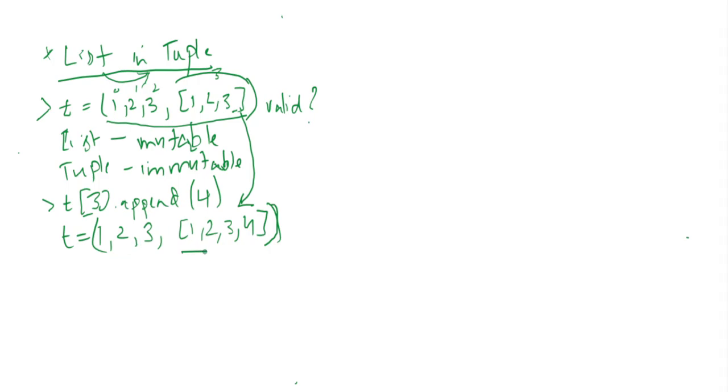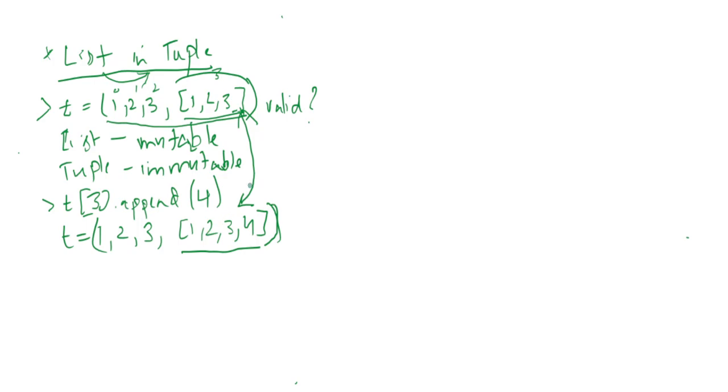So from here we see that the tuple has changed. The tuple was 1, 2, 3 and 1, 2, 3 over here, but now the tuple is 1, 2, 3 and 1, 2, 3, 4. So that's why this question is asked. And if we are not clear with the concept, then we may find it confusing. Okay.